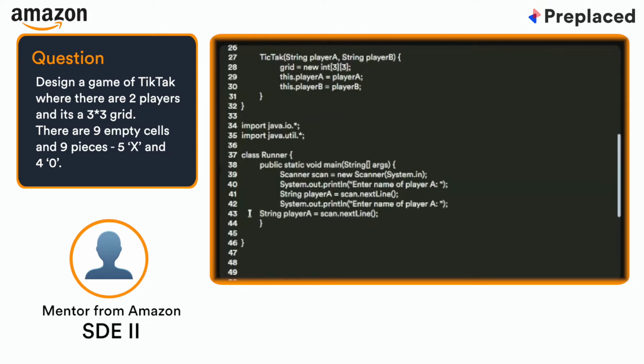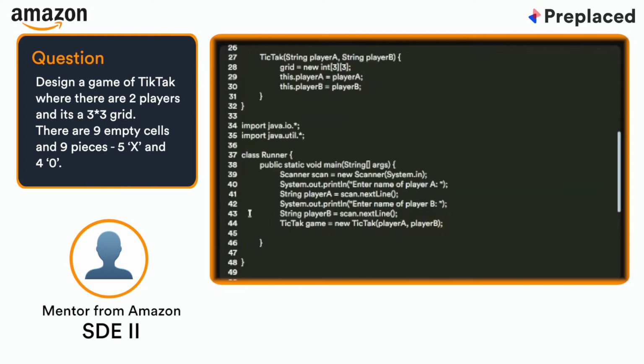So my player B will be scan.nextLine(). Enter the name of player B, and that will be entered. Now I will create my TicTac class here. I'll be calling that object game equals new TicTac, and I will be passing my player A, player B as the inputs.